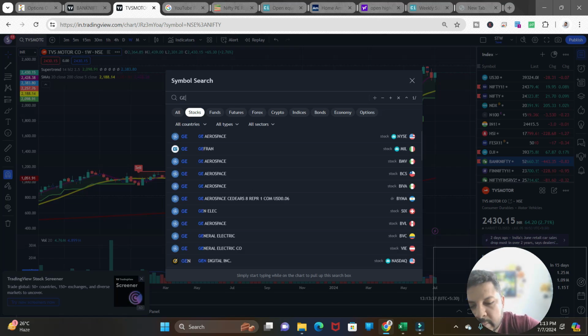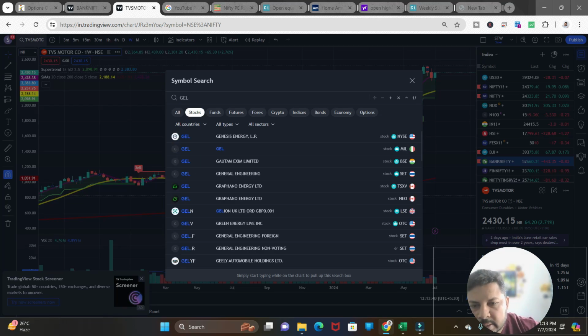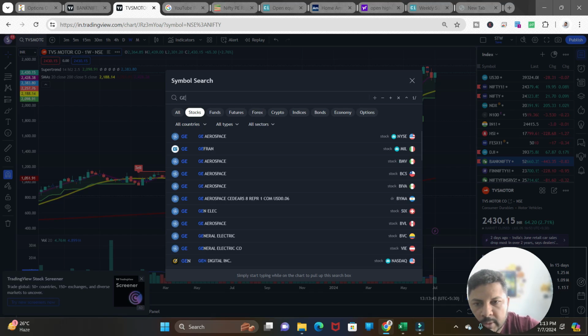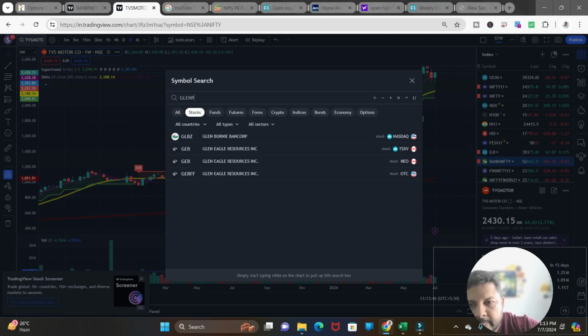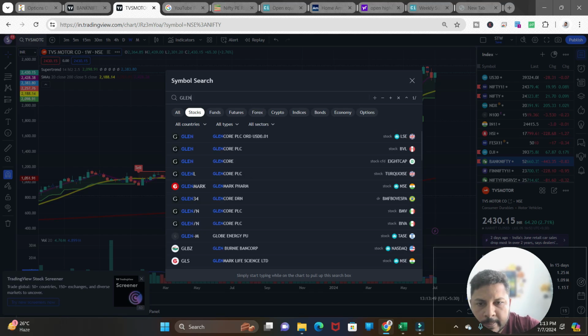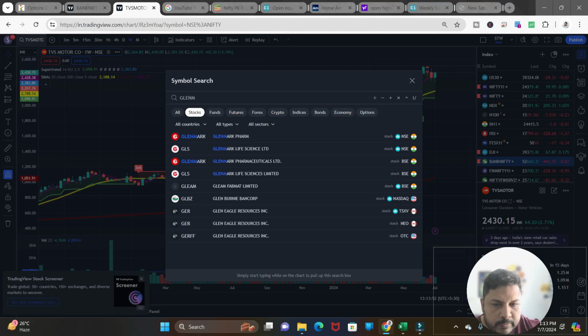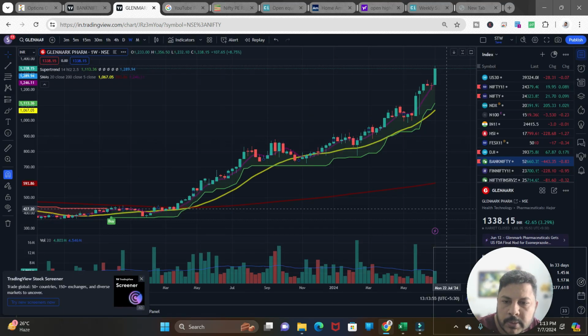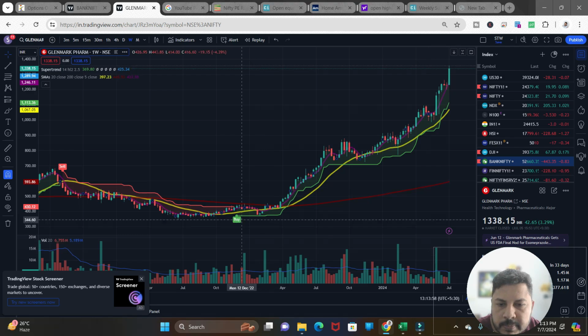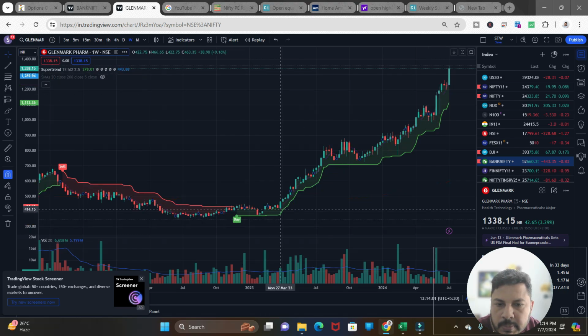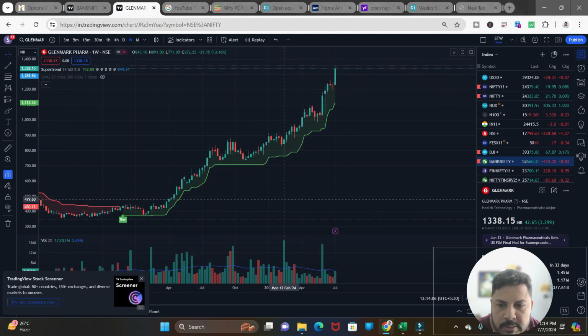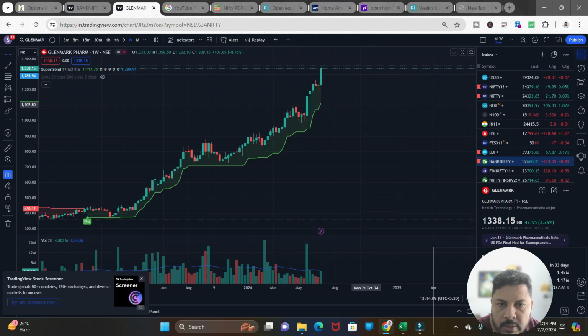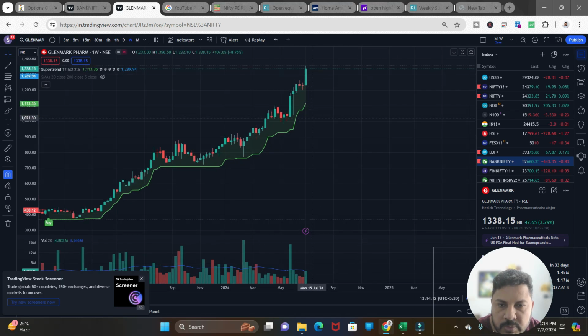Then let's see Glenmark Pharma, I guess. I think a recent investment is Glenmark Pharma. Yeah, look at this Glenmark Pharma. Nice breakout. Okay, let's remove the noise. Let's look at the super trend and the way it is capturing the entire move. So now it has gone really far from super trend. It will consolidate for a while, and if it breaks down, then that's the time for you to exit.